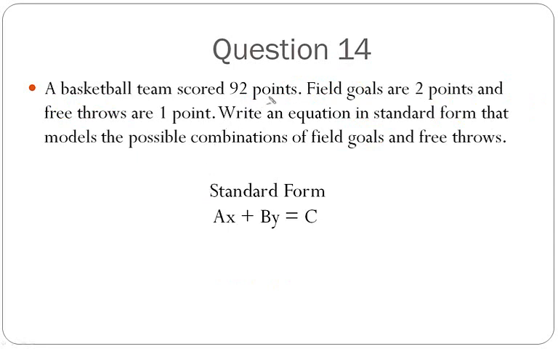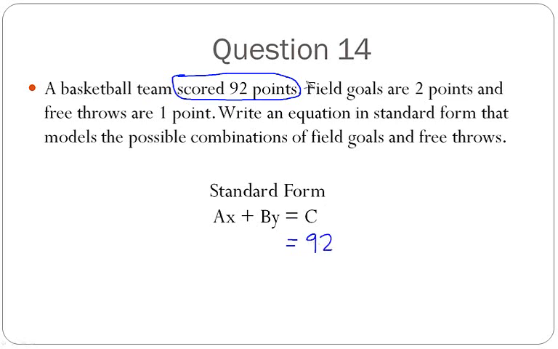Alright, question 14 is very similar to question 13. It wants us to write another equation in standard form. So let's read what it says. It says a basketball team scored 92 points. So they scored 92 points. It's not saying they scored less than or at least or at most. They're saying they scored 92. So what they scored was equal to 92 points.